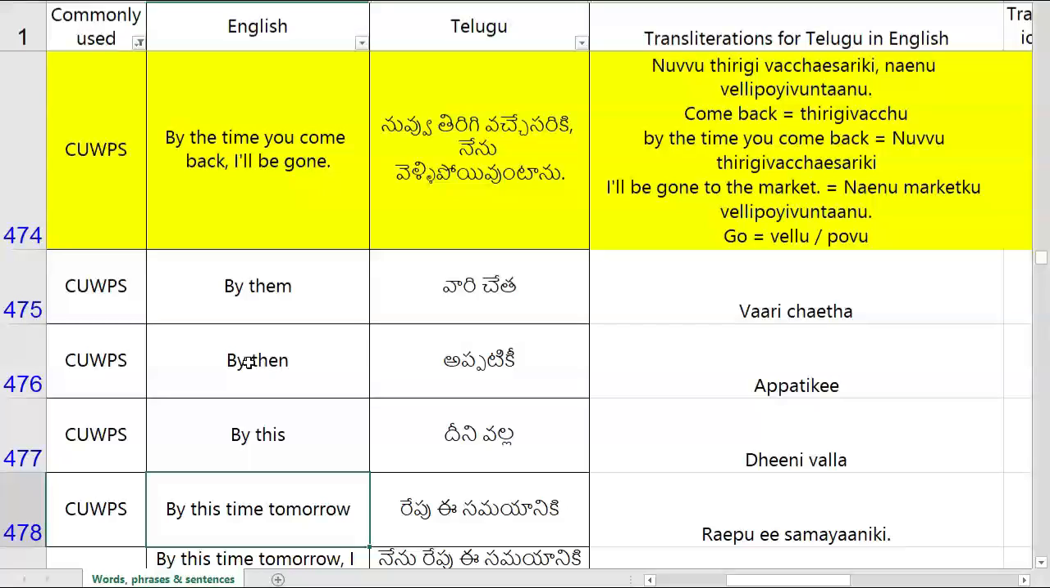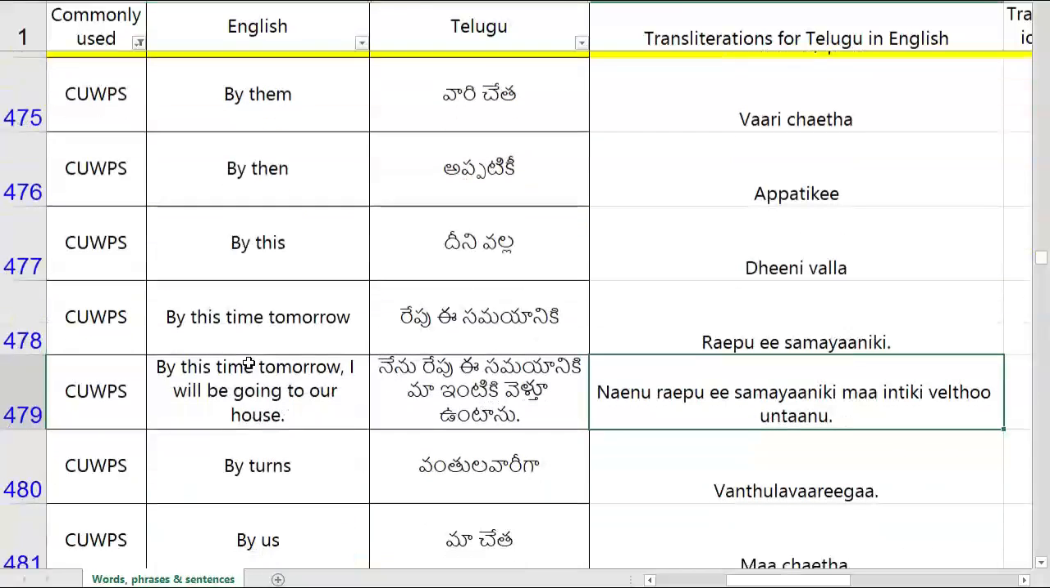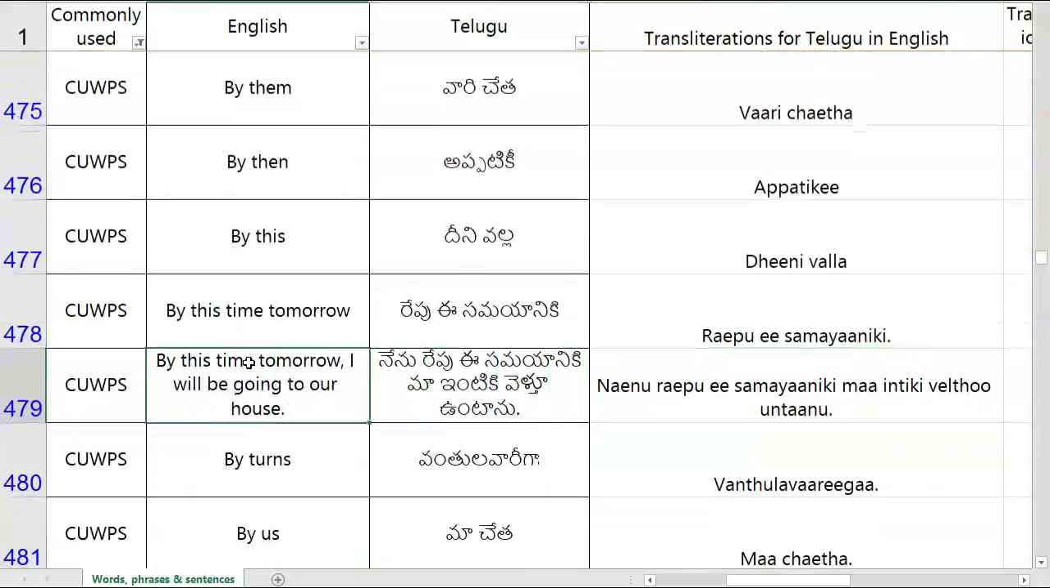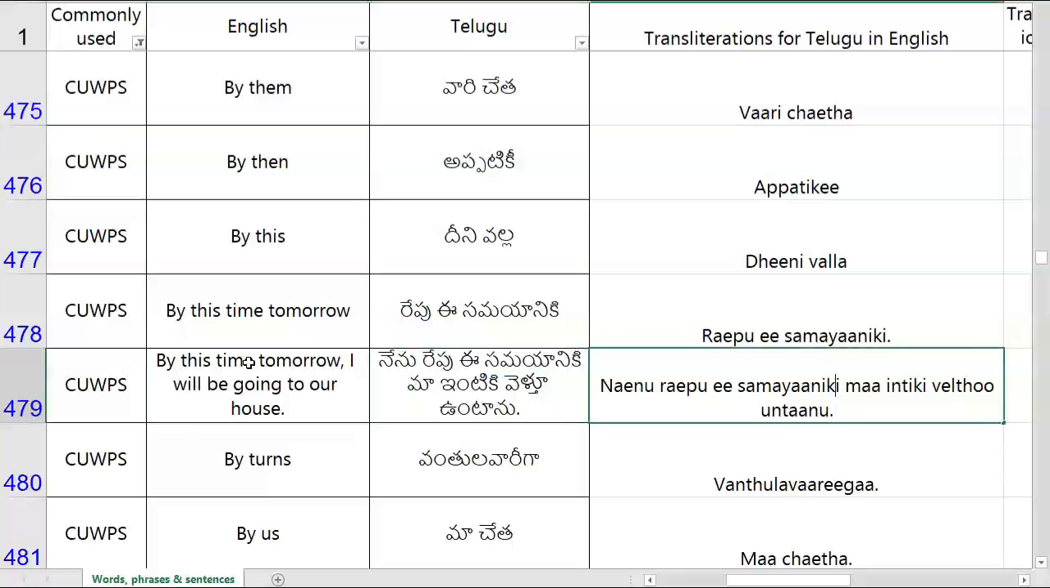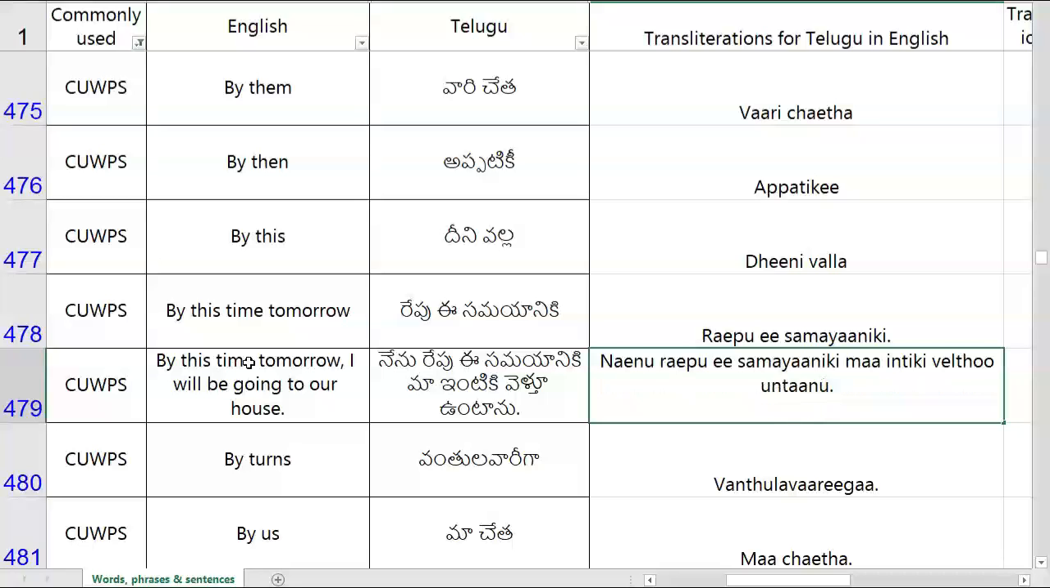By this time tomorrow means రేపు ఈ సమయానికి. By this time tomorrow I will be going to our house or our home. That means నేను రేపు ఈ సమయానికి మా ఇంటికి వెళ్తూ ఉంటాను. Let me explain the meanings for each phrase or word so you will understand clearly.